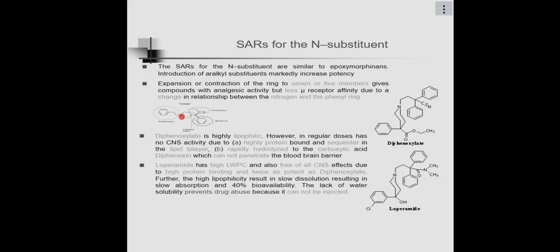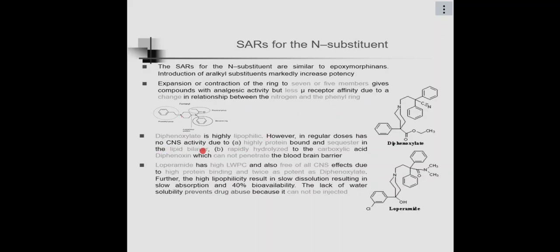The reason why you interfere with activity when you change the ring of the phenylpiperidines to 5 or 7 is because, remember, the distance between the phenyl ring and the terminal nitrogen is very crucial. That distance is very crucial for maximum activity. So when you do contraction or expansion, you interfere with the distance between the phenyl ring and the terminal nitrogen. When you interfere with that distance, as we have said severally, you interfere with the ability of that molecule to interact with the opioid receptor, and therefore you will decrease activity. So expansion or contraction of the ring to 7 or 5 members gives compounds with analgesic activity, but less mu receptor affinity due to a change in the relationship between nitrogen and the phenyl ring. So that can be done. You can change that ring, as we have seen in quite a number of those drugs. You can contract those rings, but that will result in a decrease in activity.